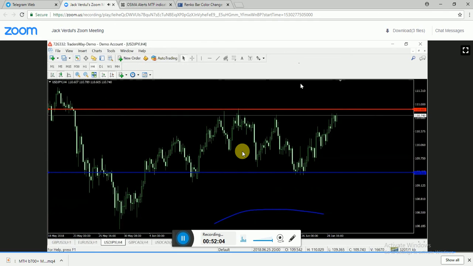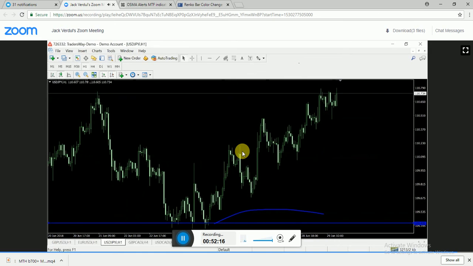What I said, UJ could possibly retest at this resistance right here. So that's what I got for UJ.